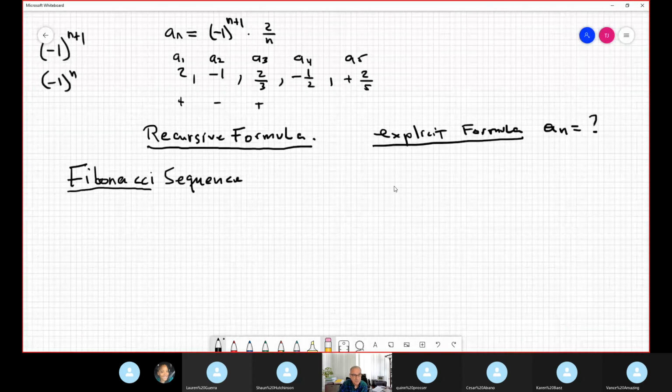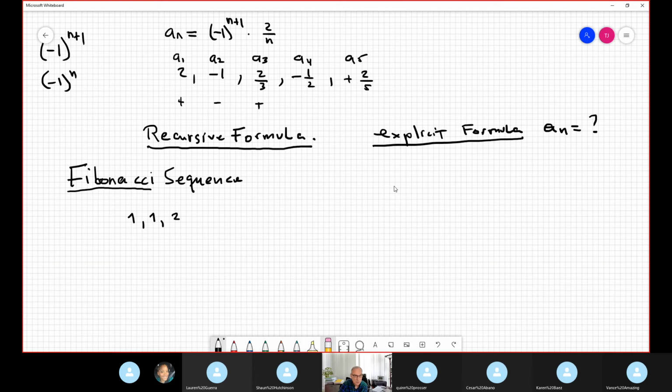And the Fibonacci sequence starts with 1. The second guy is 1. And the third one is the sum of these, which is 2. So 1 plus 1 is 2. And the next one is the sum of the two previous. It's 3, 5, 8, 13, and so on. But it's impossible to find the explicit formula. Well, no, it's possible, but it's too hard. It's ridiculously hard, very complicated.